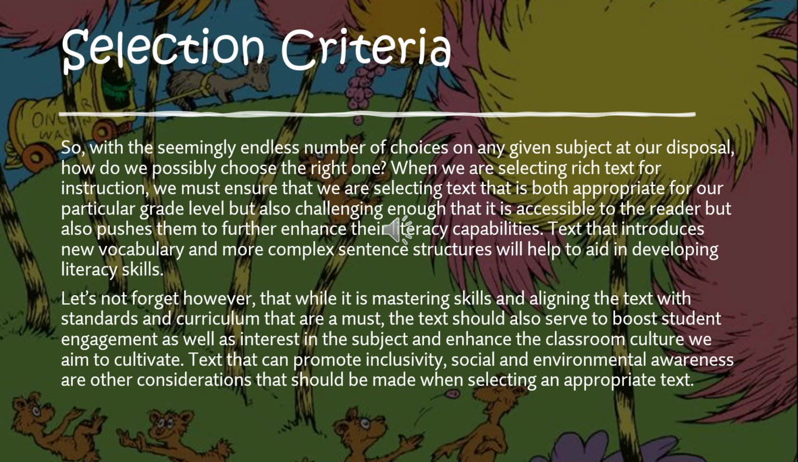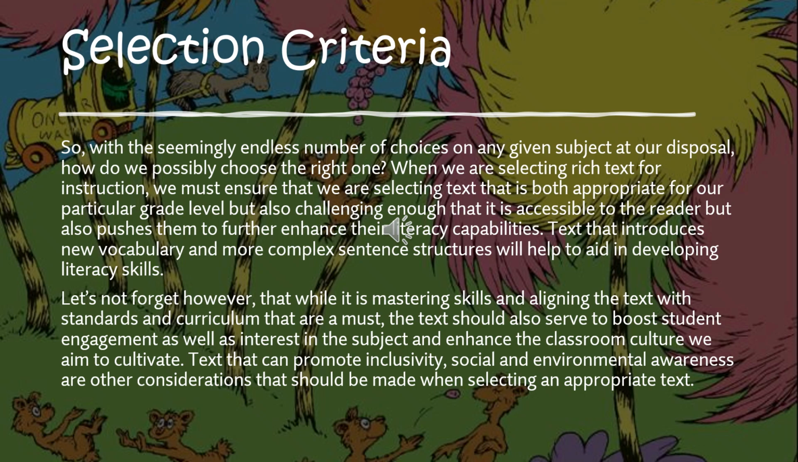So, with a seemingly endless number of choices on any given subject at our disposal, how do we possibly choose the right one? When we are selecting rich text for instruction, we must ensure that we are selecting text that is both appropriate for our particular grade level, but also challenging enough that it is accessible to the reader and pushes them to further enhance their literacy capabilities. Text that introduces new vocabulary and more complex sentence structures will help to aid in developing literacy skills.